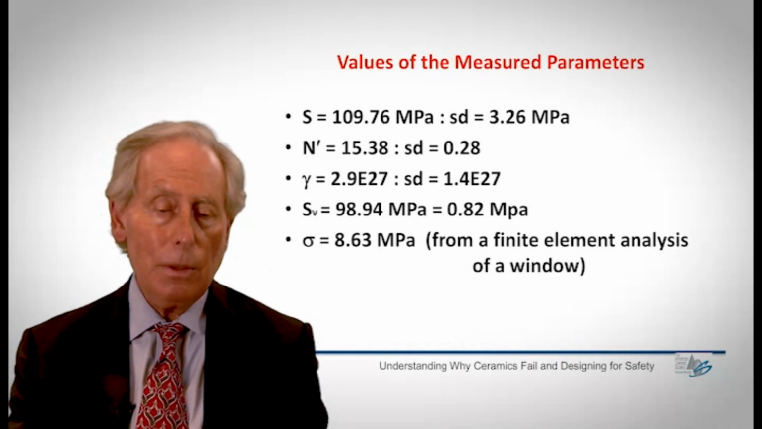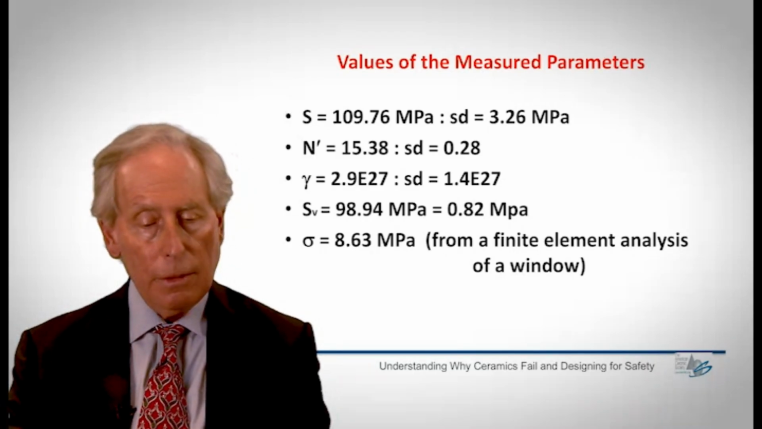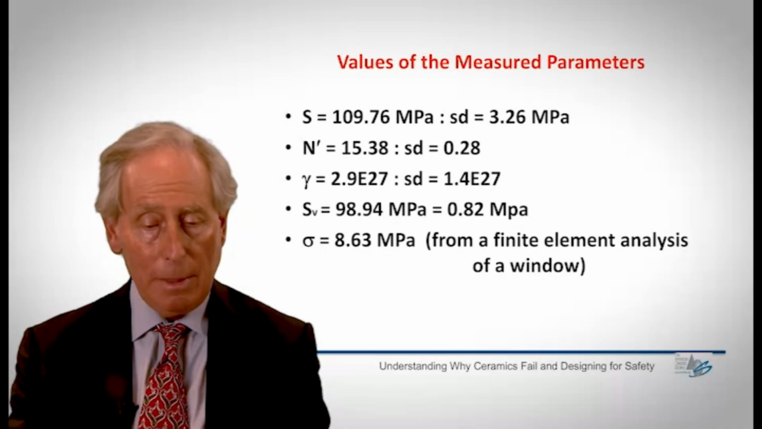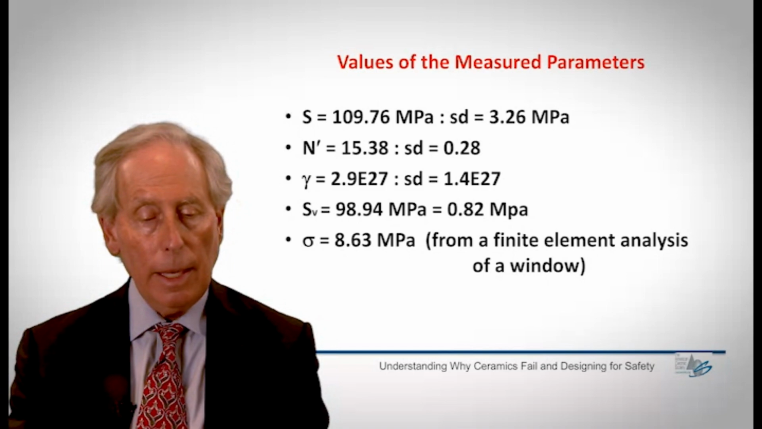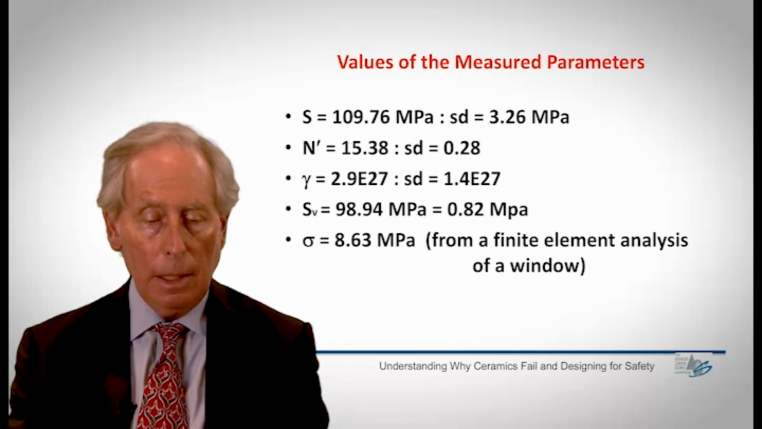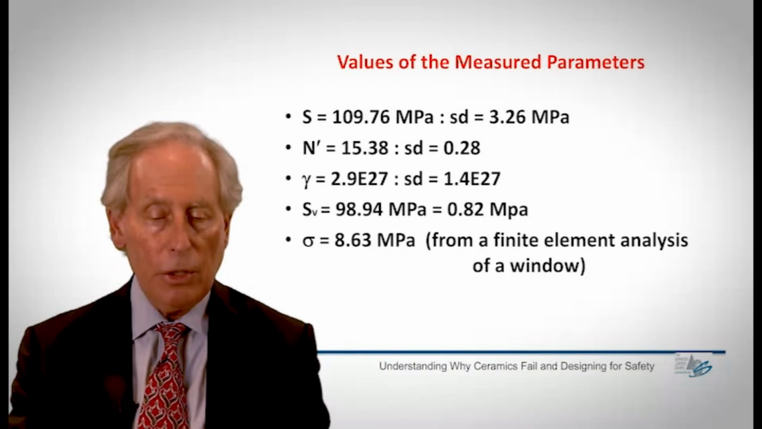So here are the values of the parameters for each of the measured material constants that you saw. The strength was roughly 110 megapascals, standard deviation of 3 point something. N prime I showed in the earlier graph with a standard deviation. The gamma, which is part of the dynamic fatigue data, is 10 to the 27th power. These are all very large numbers, but that's just a function of how the test is carried out. Here's the strength of the indented specimens, a slightly smaller value than the machine specimens, also with a standard deviation.